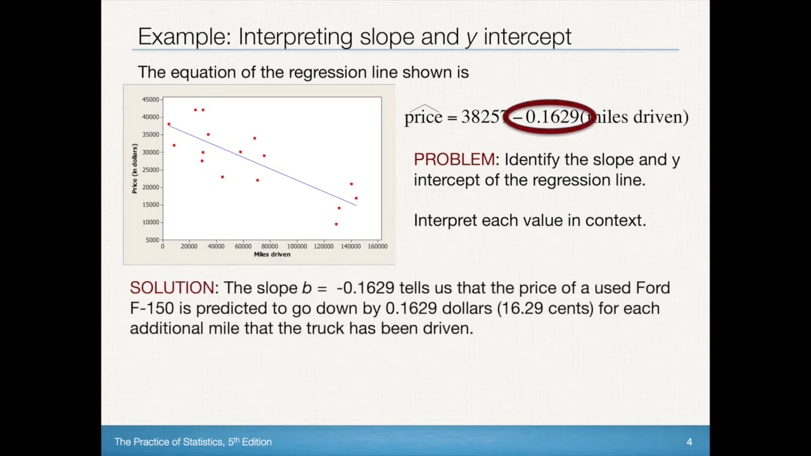So in this case, the slope is going to be that negative 0.1629 value, and it tells us the price of a used Ford F-150 is predicted to go down by $0.1629 for each additional mile that the truck has been driven. It's important to recognize that we aren't simply just stating what the slope is, but we are saying that for every individual unit in the horizontal direction, the value in the vertical direction is either going up or down depending upon what kind of relationship you see.